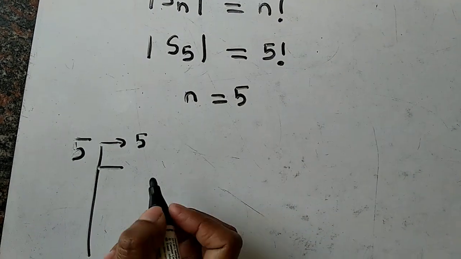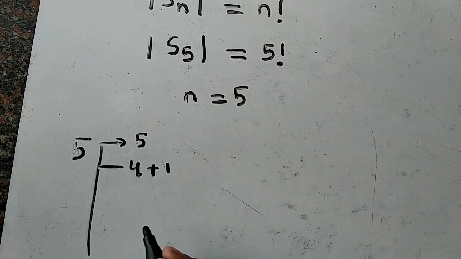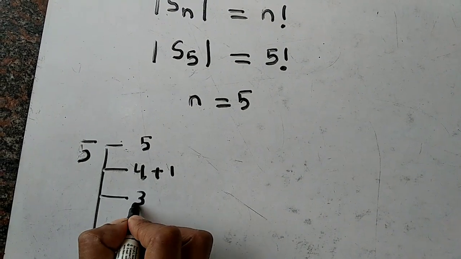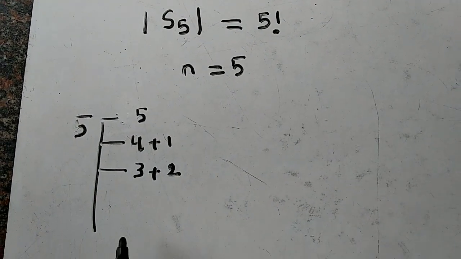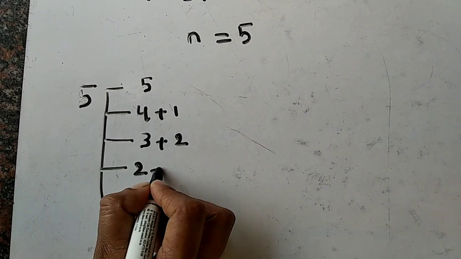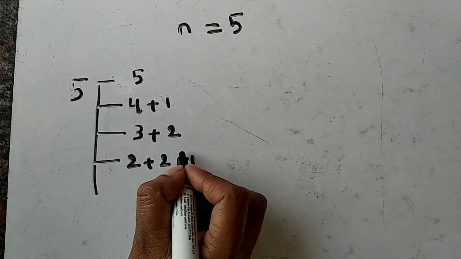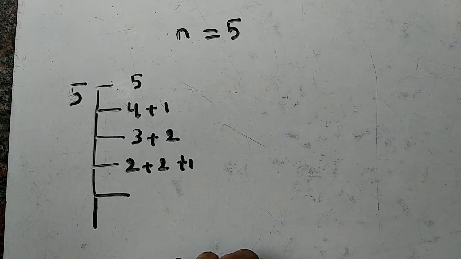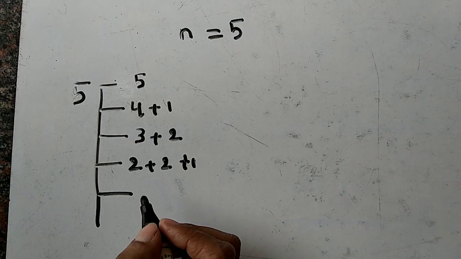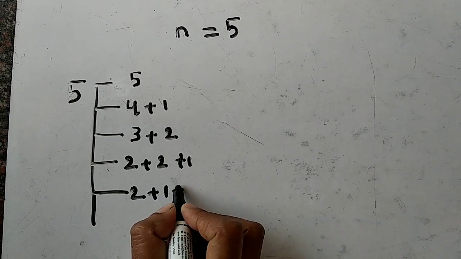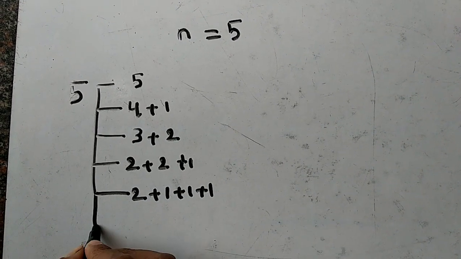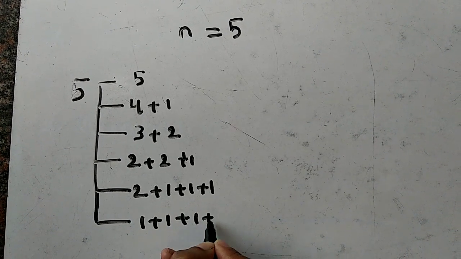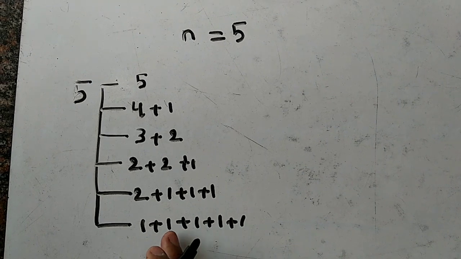So next, 4 plus 1. Next, 3 plus 2. Next, 2 plus 2 plus 1. After that, 2 plus 1 plus 1 plus 1 gives me a 5. Next, 1 plus 1 plus 1 plus 1 plus 1. 1, 2, 3, 4, 5.